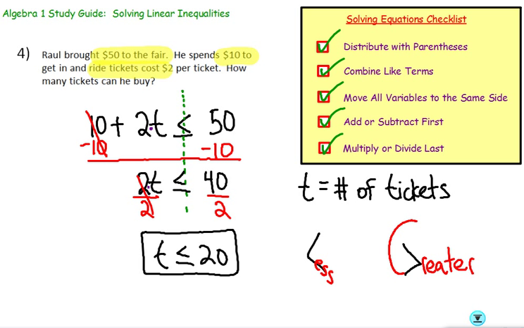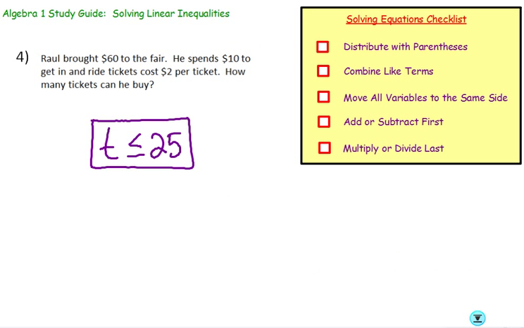Okay, well, let's check those answers for number 4 in the middle and number 4 on the right side. So for number 4 in the middle, you should have got t less than or equal to 25. Pretty much the same problem. We just changed the amount of money that you have to spend, and otherwise it's pretty much the same problem.